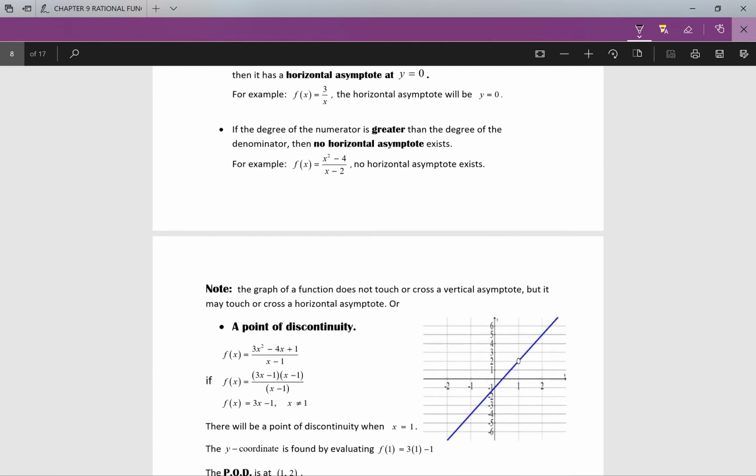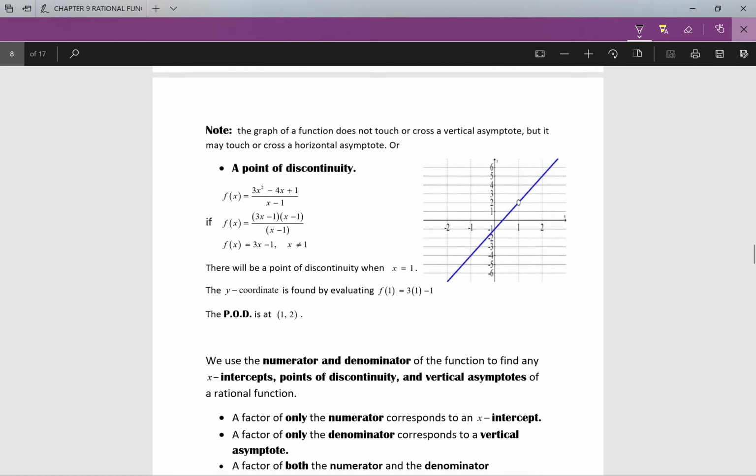The graph of a function does not touch or cross a vertical asymptote, but it may touch or cross a horizontal asymptote. So we can cross the horizontal asymptotes. Technically, if we're not using functions, you can cross the vertical asymptote as well. But again, as far as you are concerned in Math 30, you just assume that it can't touch the vertical asymptote. And we can cross the horizontal asymptote, but it's really not going to occur much within the confines of this course.